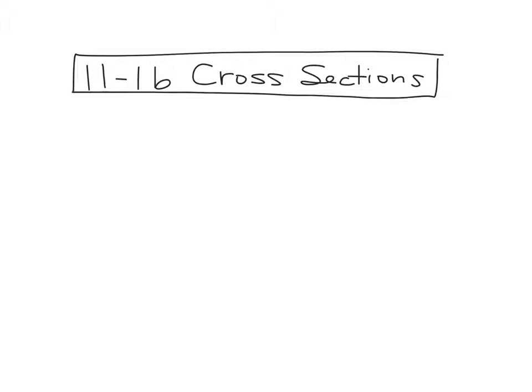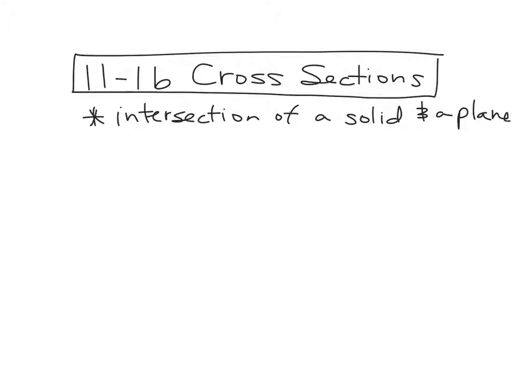So this is 11.1b. A cross-section is just the intersection. You don't necessarily need to write this down, but if you want something to refer back to, the intersection of a solid and a plane. Okay, so where a plane and a solid intersect.